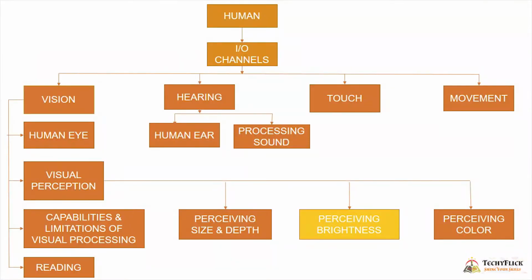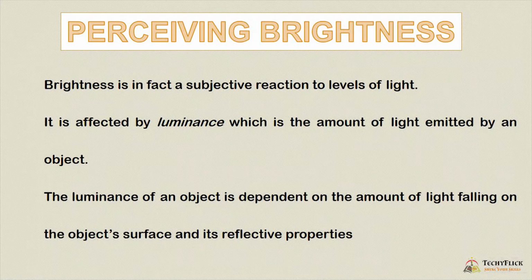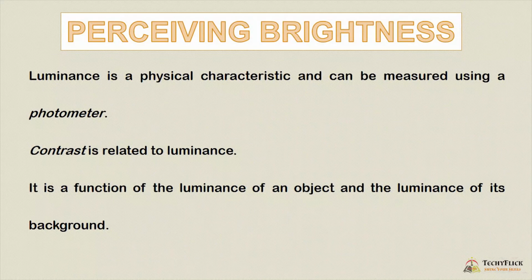So next is perceiving brightness. Brightness is in fact a subjective reaction to levels of light. It is affected by luminance, which is the amount of light emitted by an object. The luminance of an object is dependent on the amount of light falling on the object's surface and its reflective properties. Luminance is a physical characteristic and can be measured using a photometer. Contrast is related to luminance. It is a function of the luminance of an object and the luminance of its background.